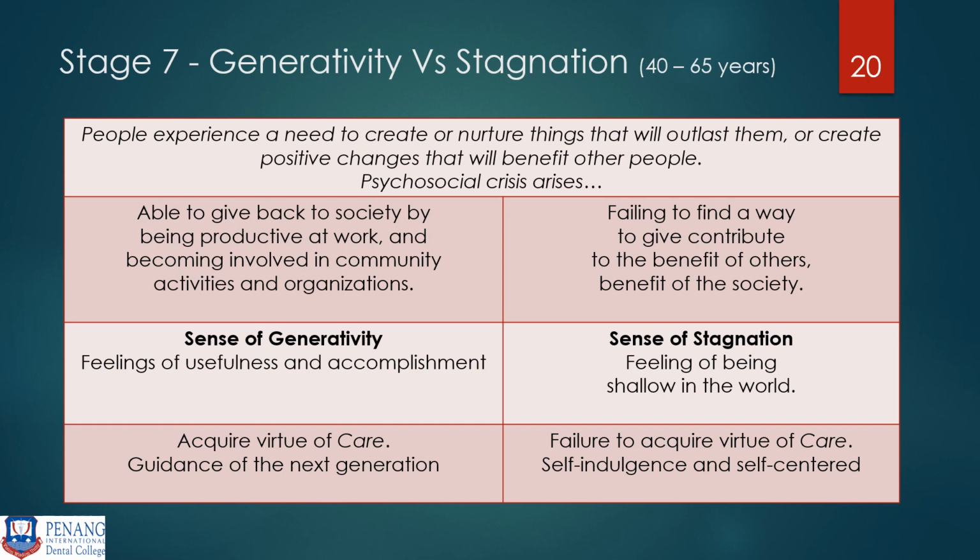So you understand that between 40 to 65, these two things can happen. Obviously the successful outcome would be the sense of generativity, but people who are in the sense of stagnation may feel the sense of stagnation for a particular number of years of their life until they are able to give back to the society, and then the sense of stagnation will change into the sense of generativity, and then they will progress to the next stage. So let's look at the next stage.